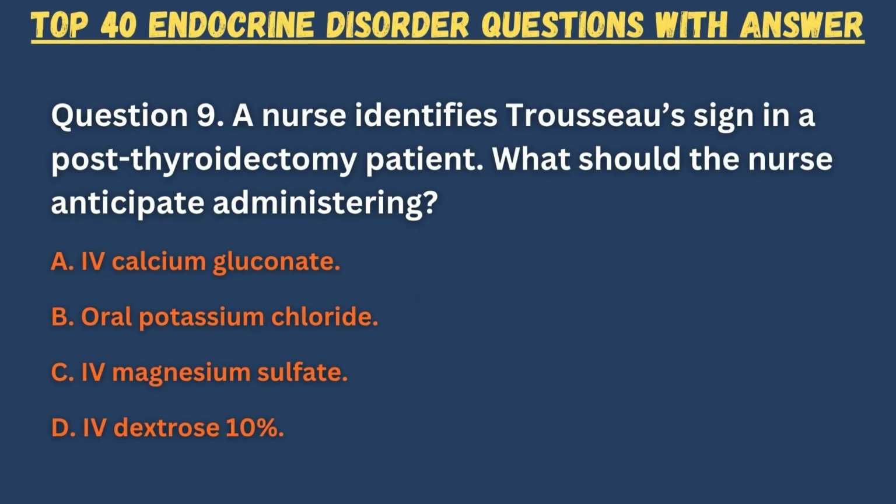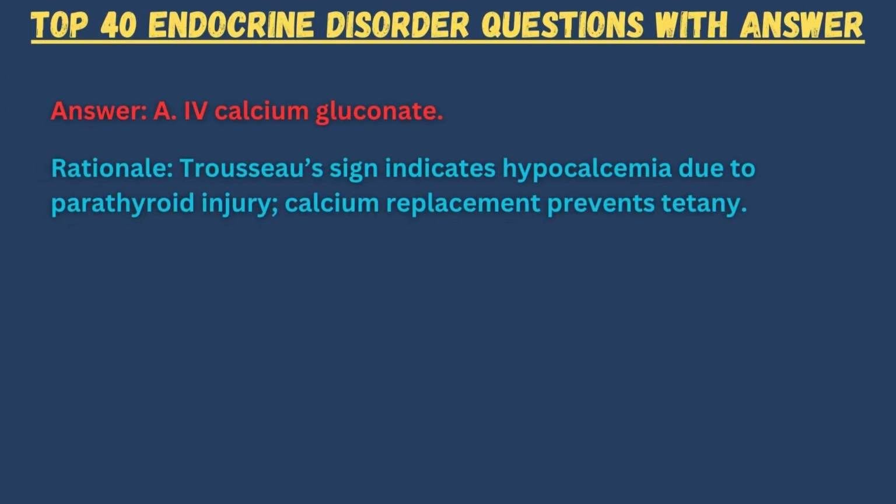Question 9. A nurse identifies Trousseau's sign in a post-thyroidectomy patient. What should the nurse anticipate administering? A. IV calcium gluconate. B. Oral potassium chloride. C. IV magnesium sulfate. D. IV dextrose 10%.